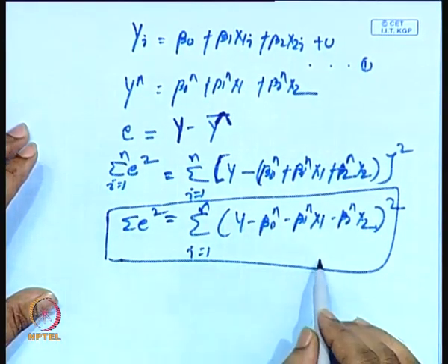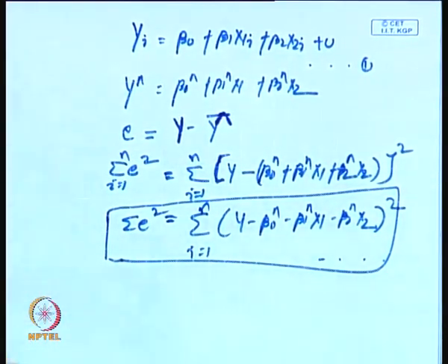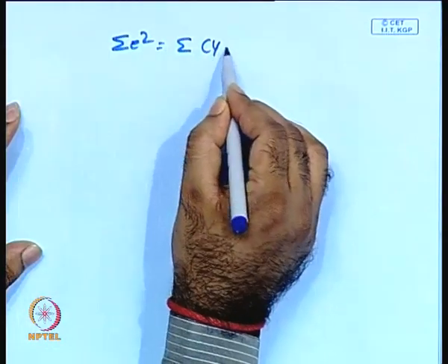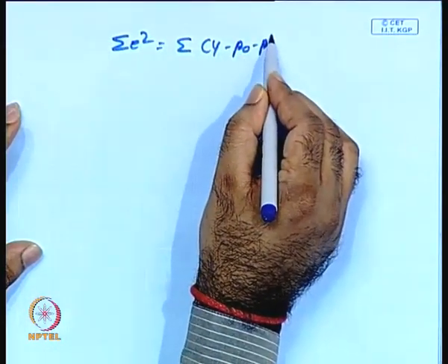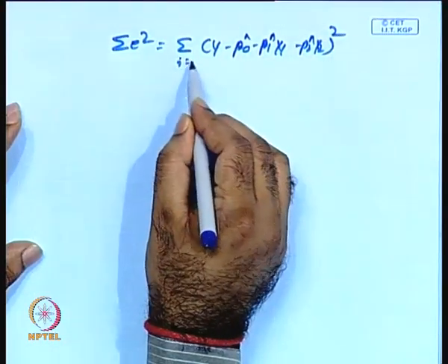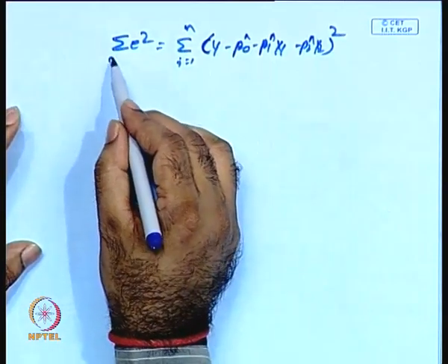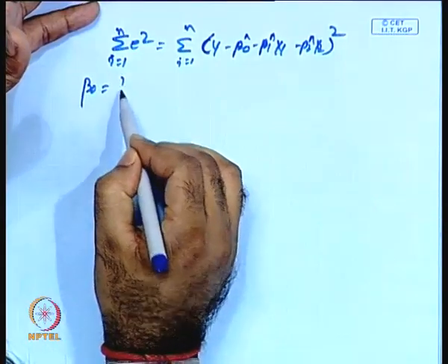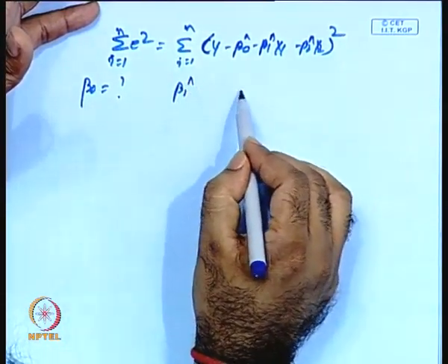So now this is the starting process through which we have to minimize the error sum of squares. Now we will move on to how we have to minimize it. By the way, there are 3 parameters. That means summation e squared equals summation of y minus beta 0 hat minus beta 1 hat x1 minus beta 2 hat x2, whole squared, i equal to 1 to n. All right. So now our objective is to get beta 0 hat, beta 1 hat, then beta 2 hat.